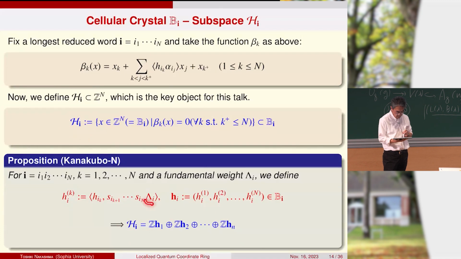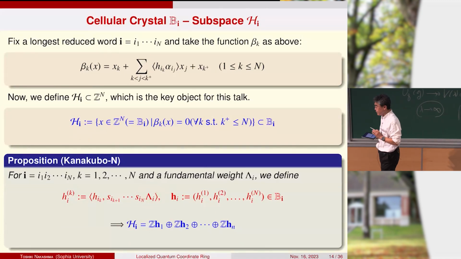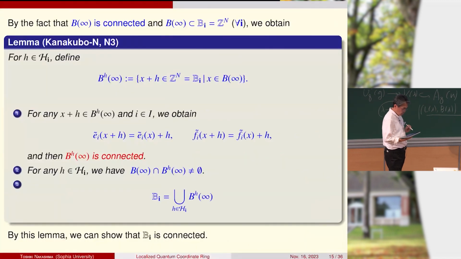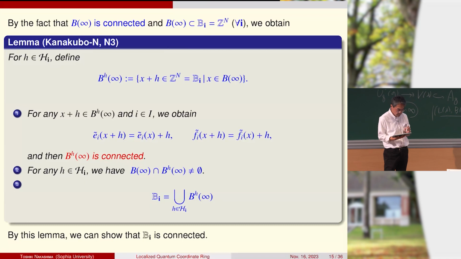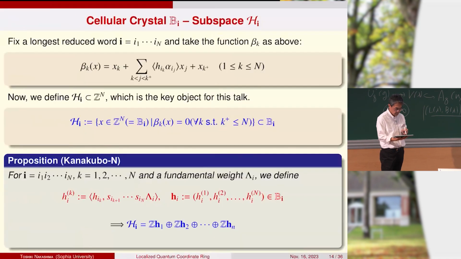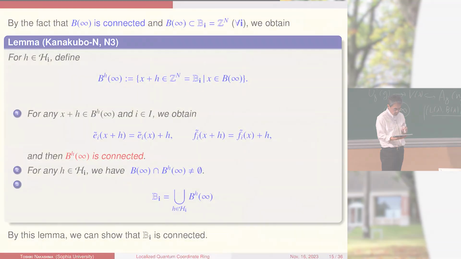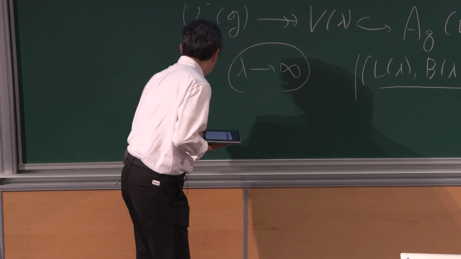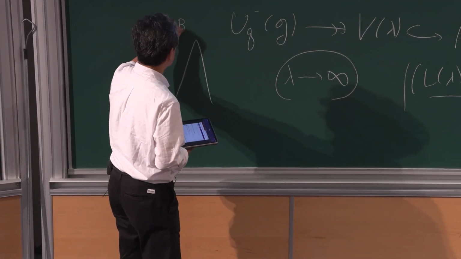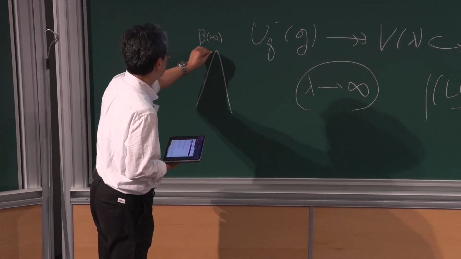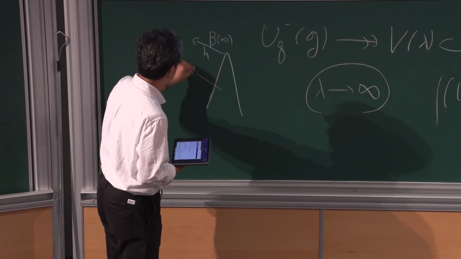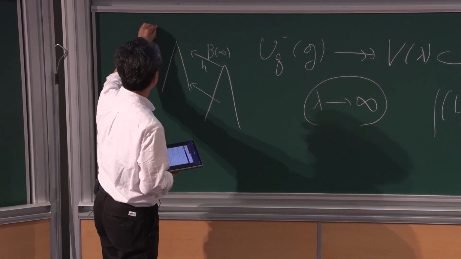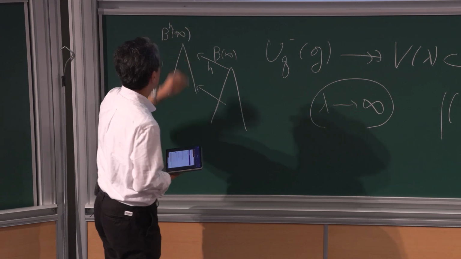Here lambda_i is the ith fundamental weight. So this has the following good properties. First, we set B_H of infinity, where H comes from this H_I. This means we just shift B of infinity by H, and we have another B_H of infinity, like this.